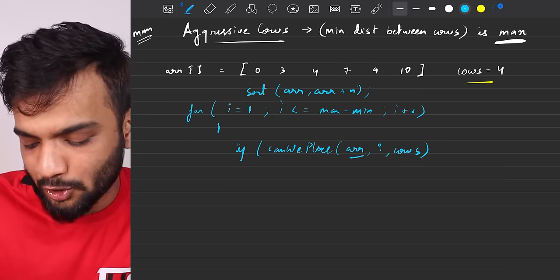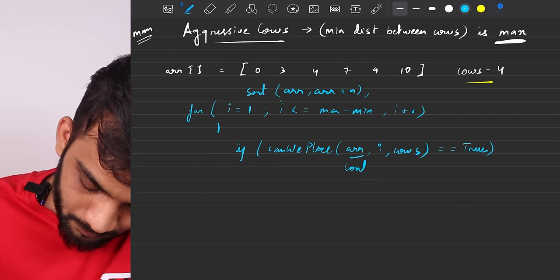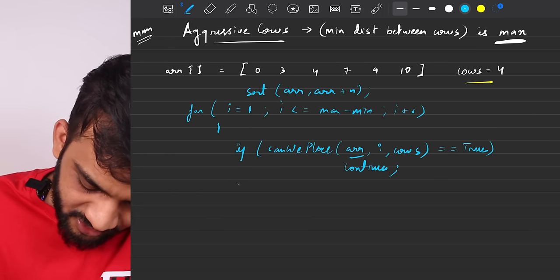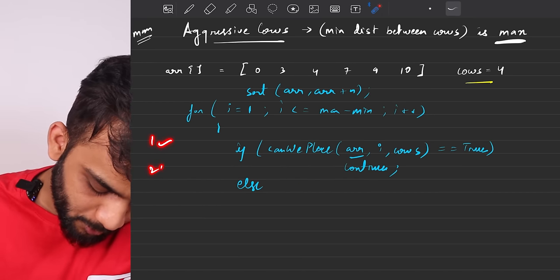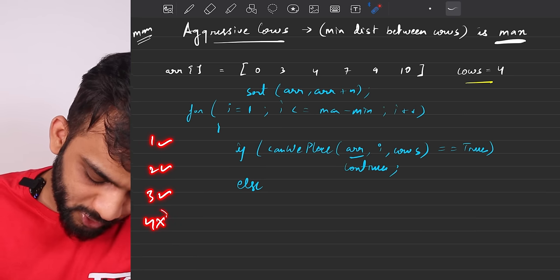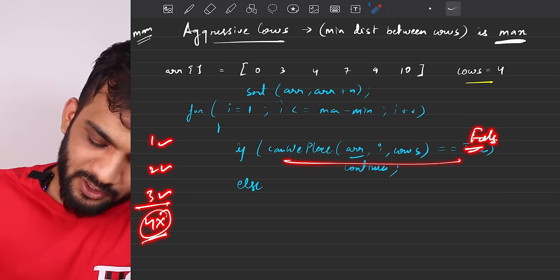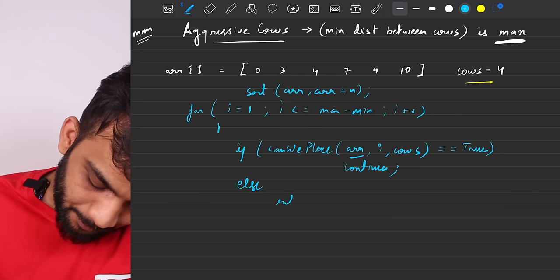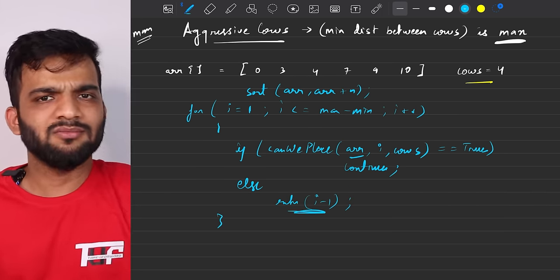If it is able to place this much, we continue. If it is not able to, if you notice in the last example, 1 was possible, 2 was possible, 3 was possible, 4 was not possible. So on 4, it will be false. Whenever it is false, you say return the previous value because the previous value was possible. That is your answer. Quite simple.